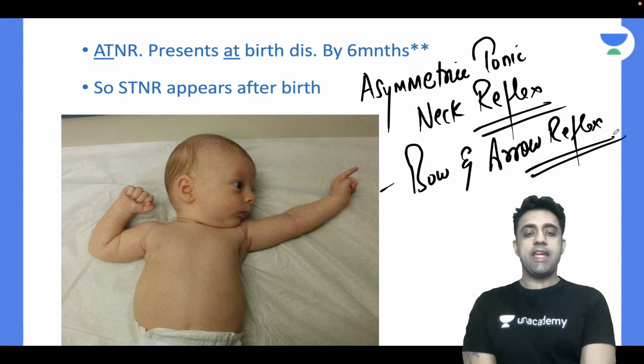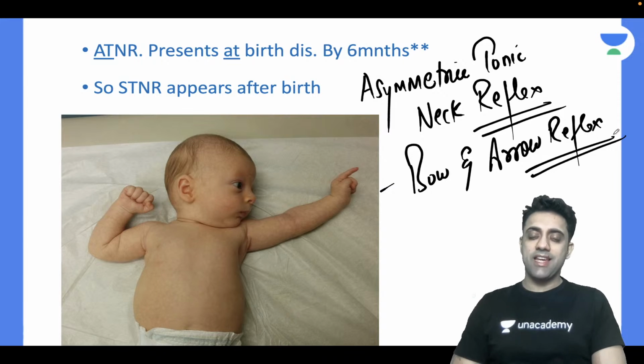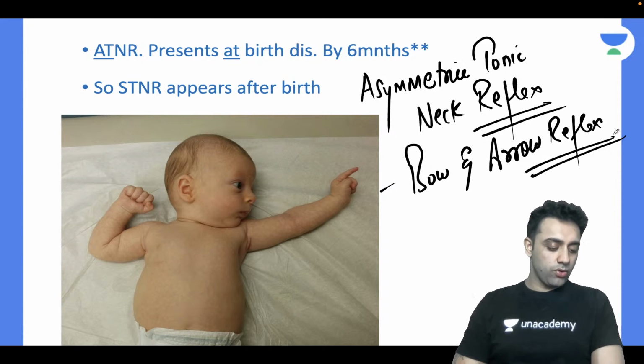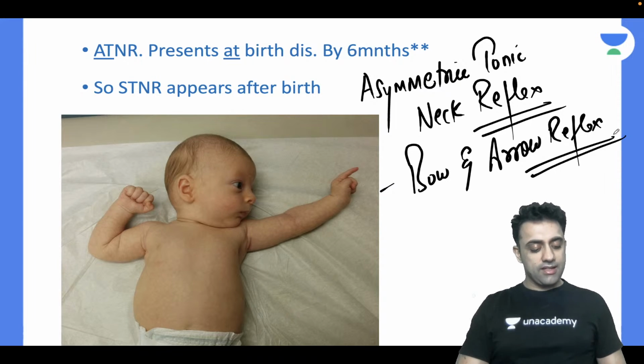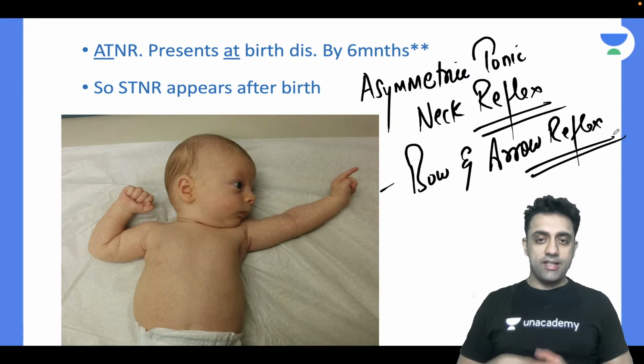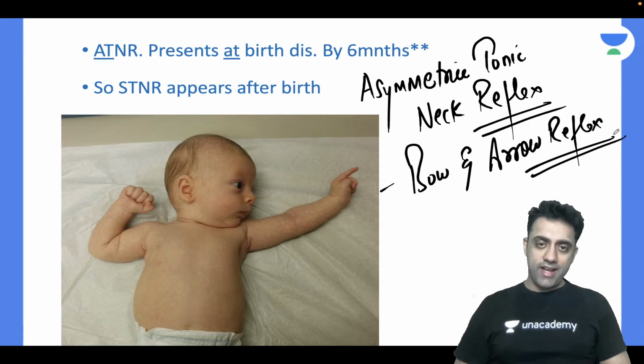This is nothing but ATNR. What is ATNR? Asymmetric tonic neck reflex. What is this, sir? How do we do it? It is also known as the bow and arrow reflex. Now look at me.